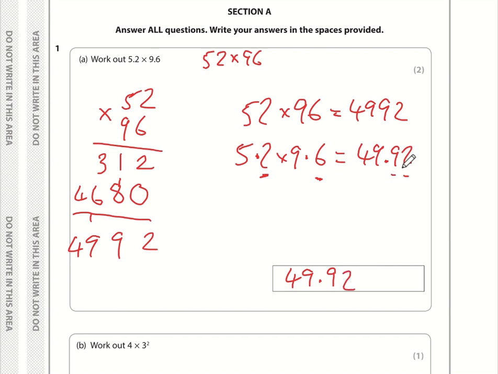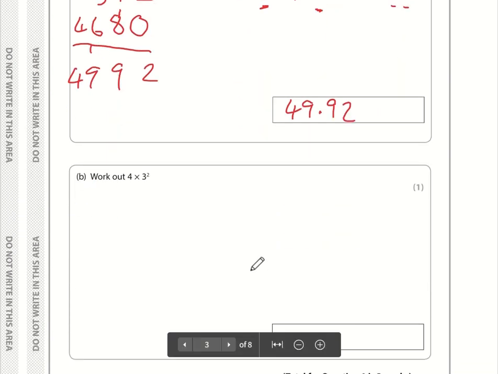If you're not sure where to put the decimal points, although I have explained, just count the number of digits that appear after the decimal point in the question and repeat in the answer. But just think, well, 5 times 9 is 45. It's not far off 45. So therefore it can't be 499.2 or 4.992 in other words.